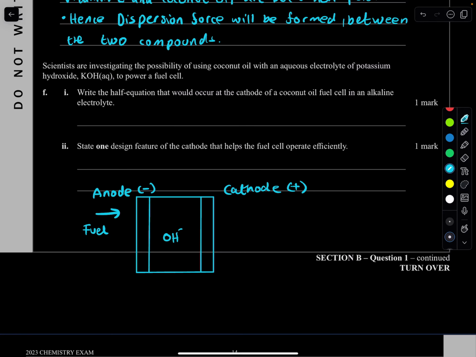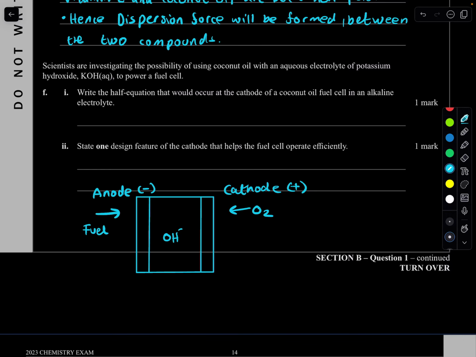Remember, fuel always enters through the anode in a fuel cell, and the cathode is where you input oxygen. So you react oxygen with most of these. Yeah, so this is a very nice basic fuel cell.